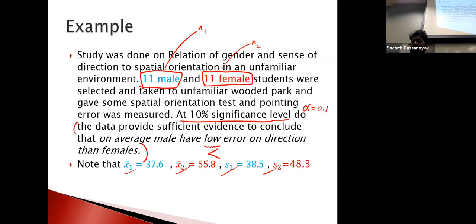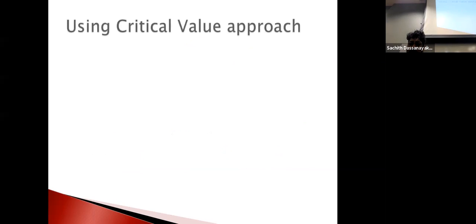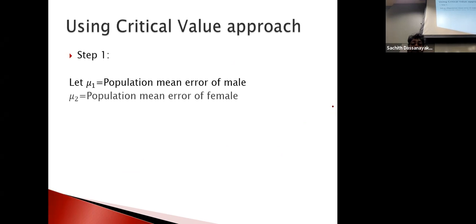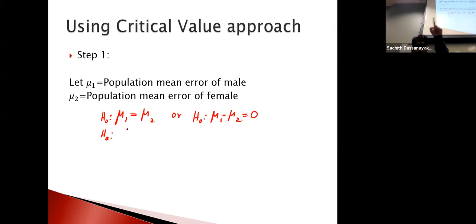First, let's use the critical value approach. The first thing is to define your mu1 and mu2, because you know that your null hypothesis H0 is always mu1 equals mu2, or simply you can write it as mu1 minus mu2, doesn't matter, they are the same. And the alternative hypothesis, based on the keyword low, is mu1 less than mu2.